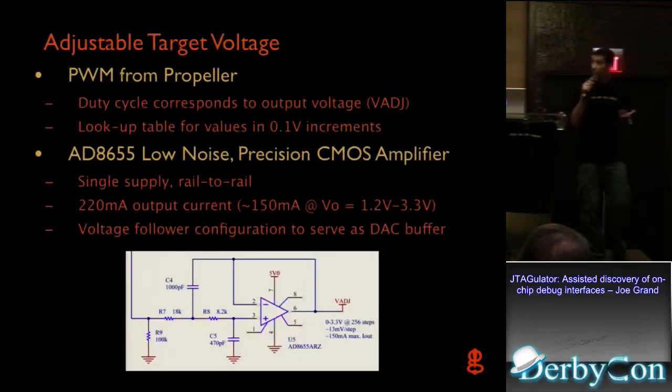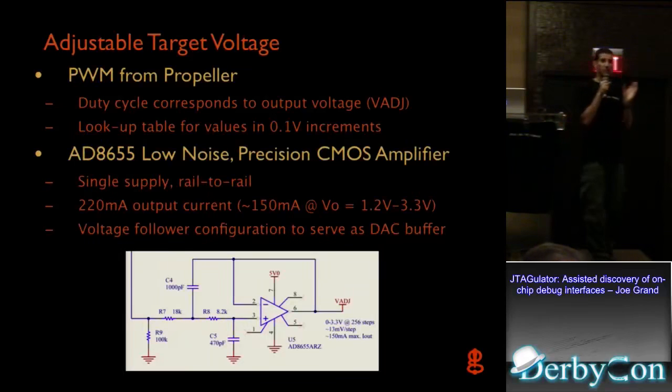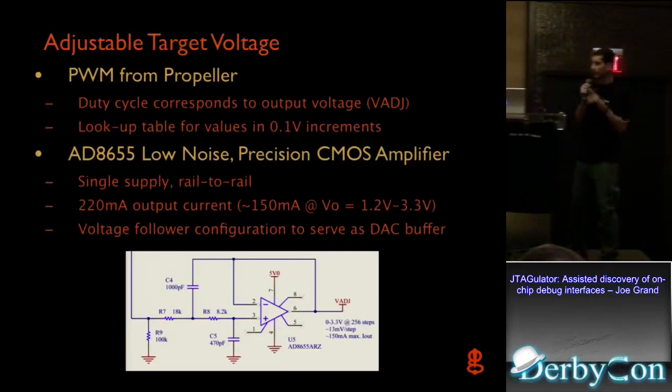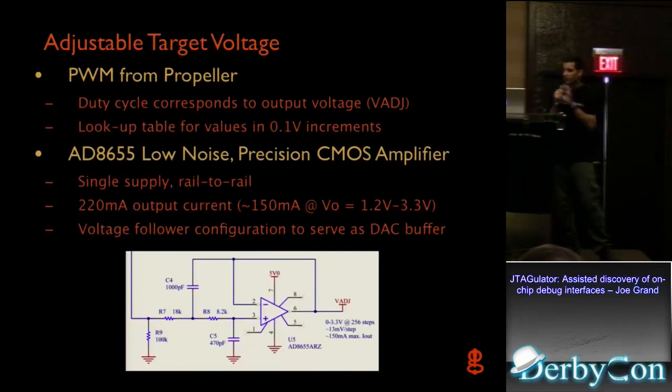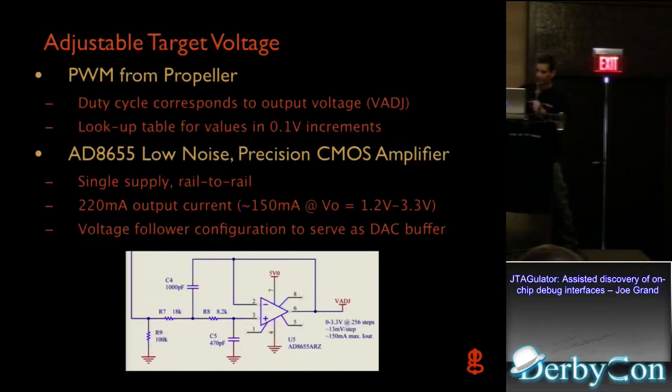For the adjustable target voltage, we're using PWM, pulse width modulation, from the propeller into an op-amp. So the duty cycle of the PWM is going to ultimately correspond to the output voltage, and we can do 0.1 volt increments. So we basically take our PWM, it goes through a low-pass filter, an RC filter, and then the op-amp is actually just a voltage follower to serve as a buffer. It has pretty good output current, so we can actually use our target voltage output to maybe power a portion of a circuit or something like that. I wouldn't really recommend that, but you could do it. You get about 150 milliamps output.